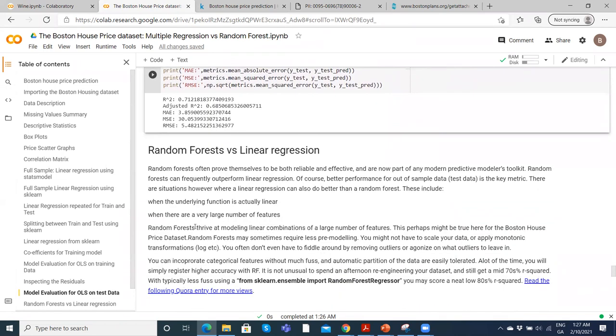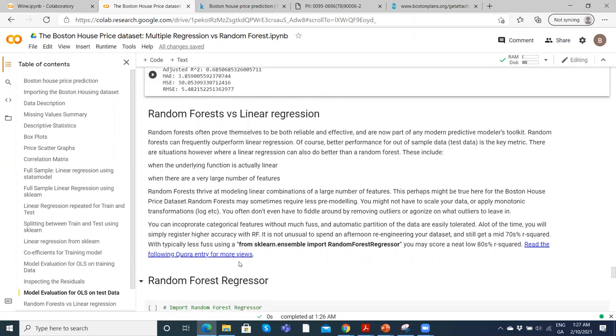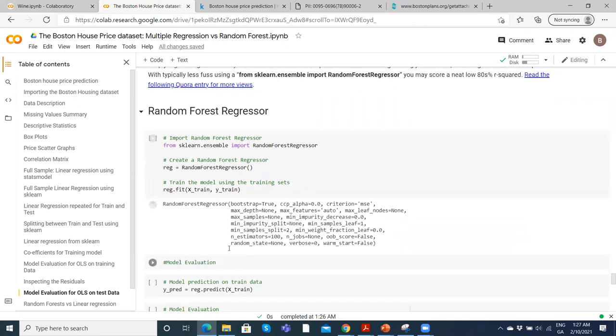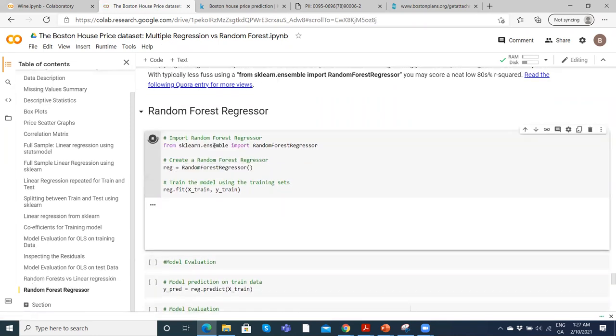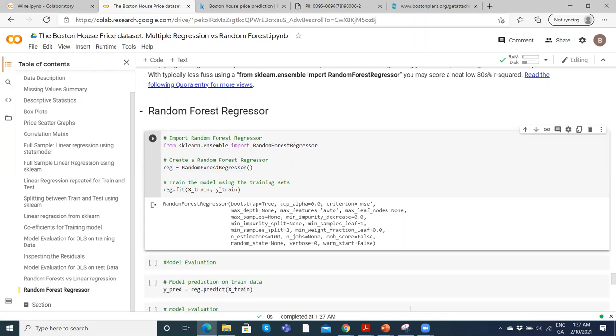And then we move on to the random forests. The random forests are quite good when the relationships are a little bit dynamic. If the relationships are not simply linear, and if there's a large number of features, we might do well with random forests. So let's just see what happens here. We'll import again from sklearn the random forest regressor. We go through the same process of training our data. We have already split the data. We have the X train and the Y train, so that's the same training data as we used before.